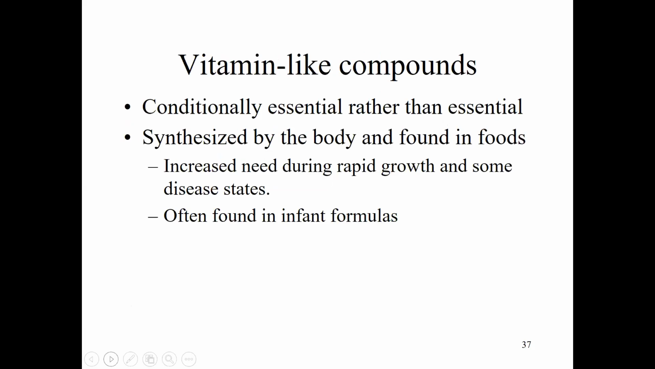We're going to end this lecture talking about vitamin-like compounds. These are conditionally essential, meaning that usually your body makes them, but under certain conditions, you might need to take a supplement or have them in higher amounts. So they all have in common your body can synthesize them. They're also found in foods. Usually the condition is rapid growth and some diseases. A lot of these are found in infant formulas because that's a period of rapid growth.